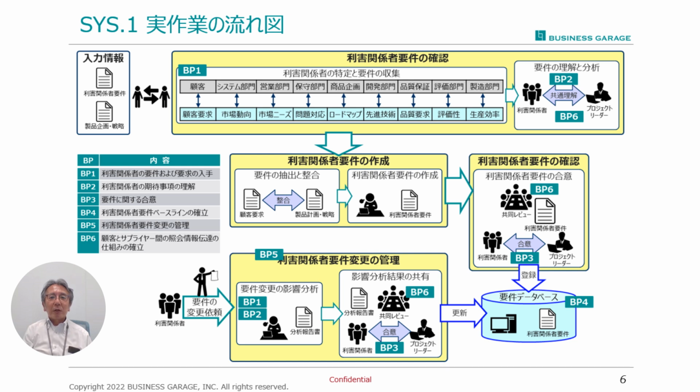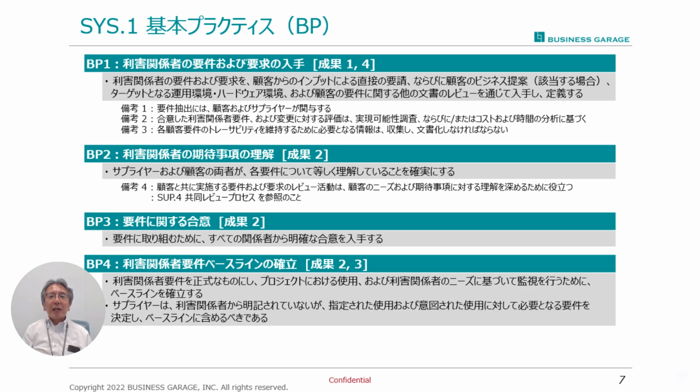As shown in this flowchart, there are a variety of stakeholders involved in the product, not just customers. For example, there are internal stakeholders such as product planning department, sales department, maintenance department, and all of whom have different needs. It is important to identify and categorize the stakeholders to gather these requirements and needs. Once those requirements are identified, document them. BP2 involves understanding the expectations and goals of the stakeholders. BP3 focuses on achieving a mutual agreement on the specific requirements.